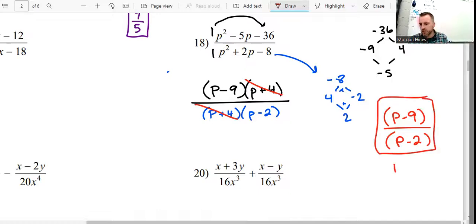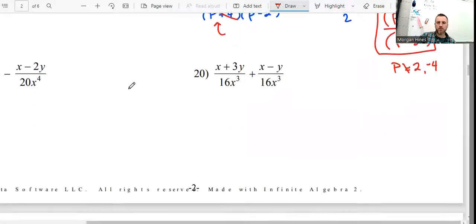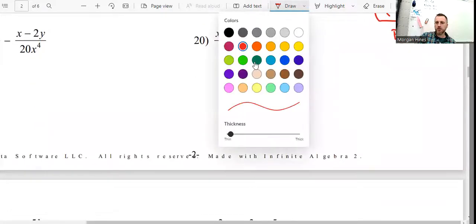What can p not be? What are my excluded values? Hopefully you're looking at that and you say 2, but there's another one. This one that we crossed out also gives us one at -4. So that's that one. And the last one, we'll do a quick number 20 here. Number 20, we'll go with this little.